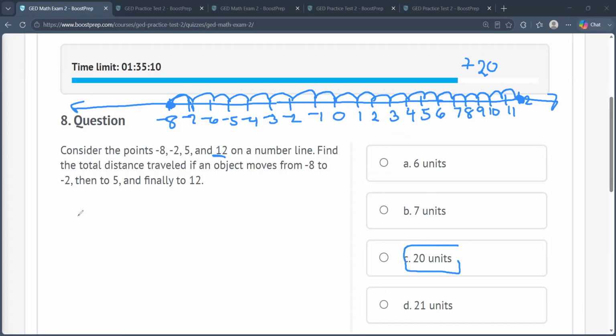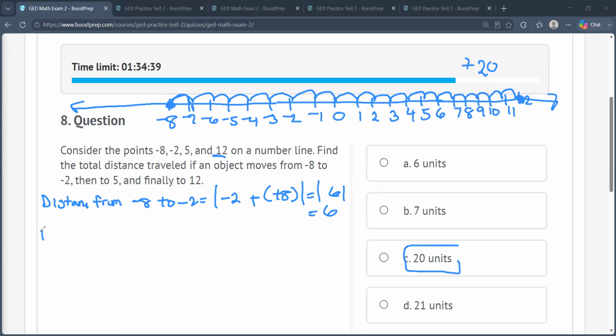The other way is you could be very cautious. You could just figure out the distance from -8 to -2 first. So to find the distance from -8 to -2, you just take the absolute value of -2 minus -8. And we know that two negatives become a positive. So it's really the absolute value of 8 minus 2, which is 6.